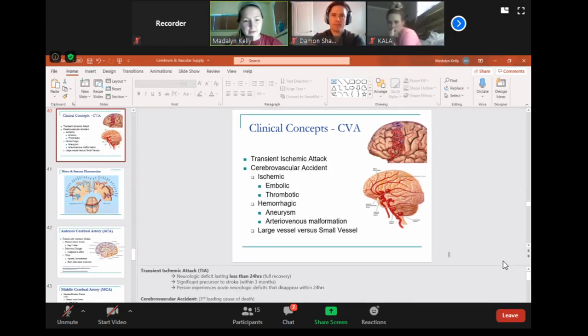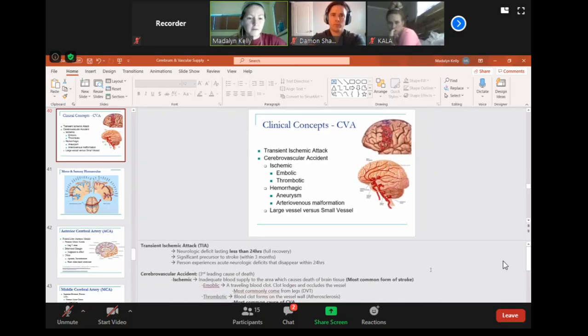Types of CVAs. We have ischemic, which is inadequate blood supply to the area. It's the most common form of stroke. You have types: the embolic or the thrombotic. Embolic is a traveling blood clot. It most commonly comes from the legs, the DVT. The thrombotic is the blood clot forms on the vessel wall, called atherosclerosis. This is the most common cause of CVAs, is a thrombosis. The internal carotid is the most affected by this type of stroke.